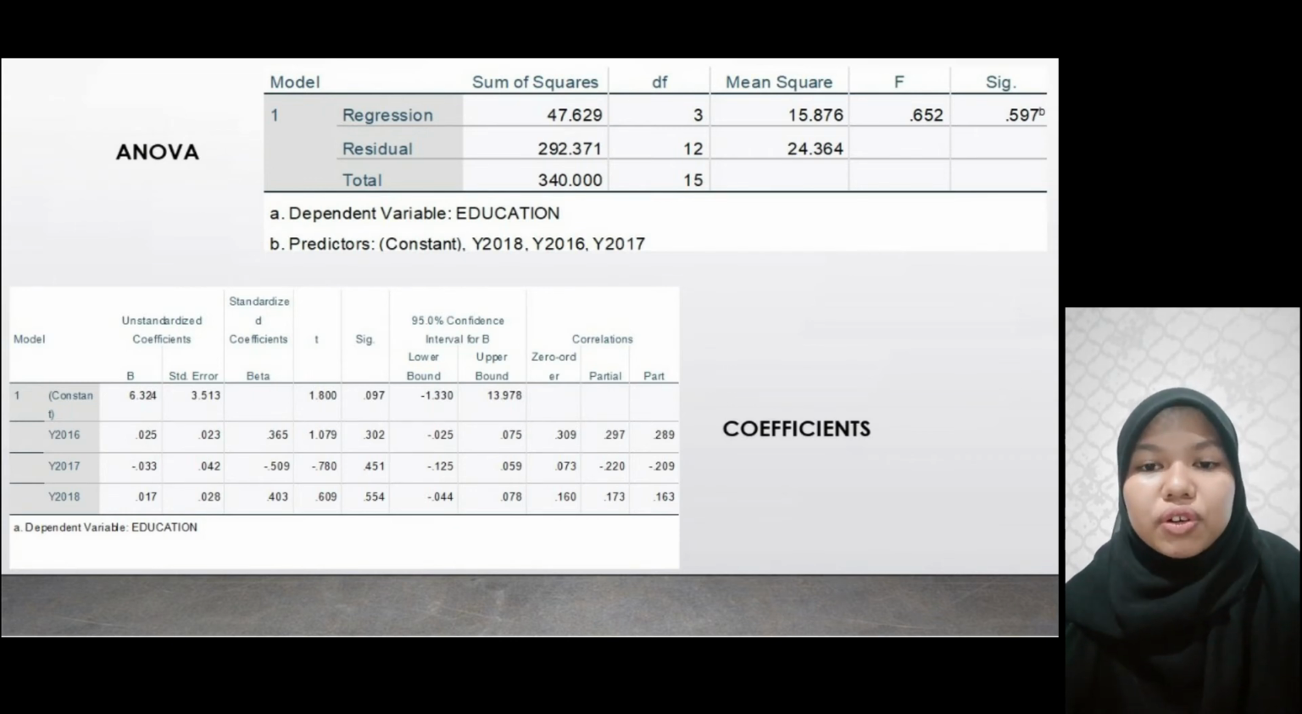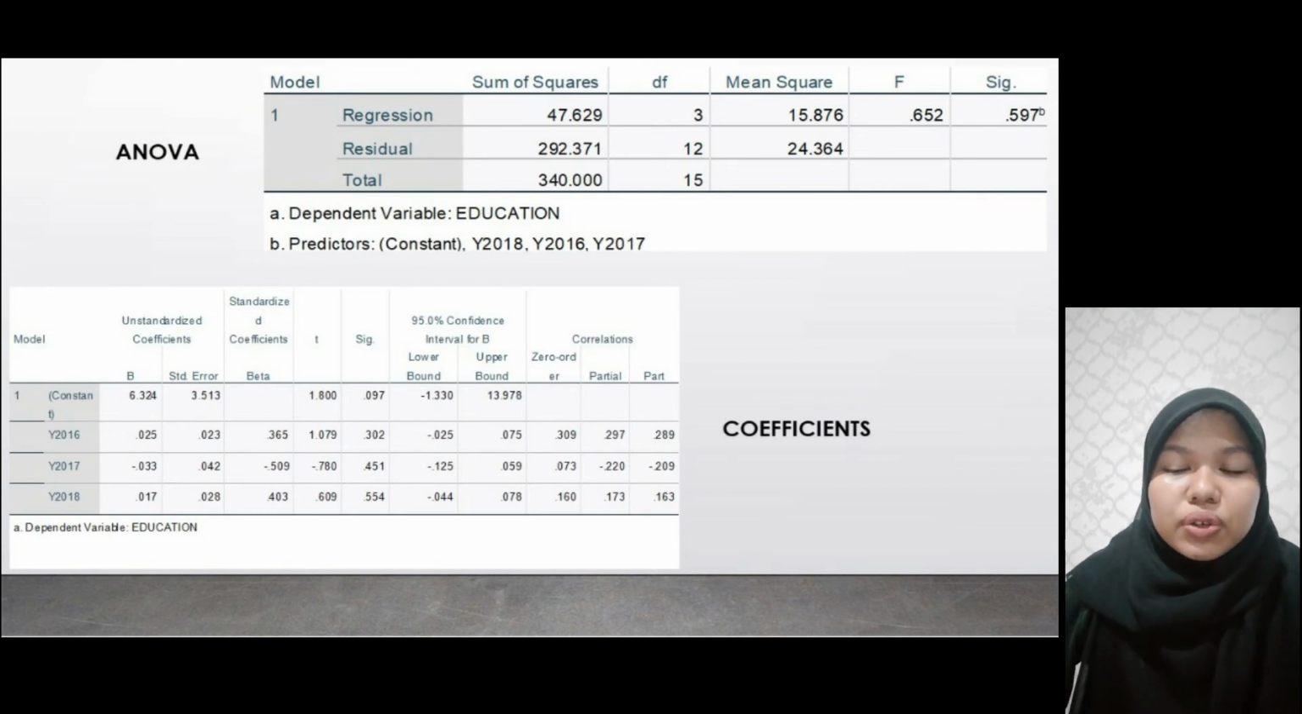is 6.324. For year 2016 it is 0.025. For year 2017 it is negative 0.033. For year 2018 it is 0.017. For the dependent variable is education.